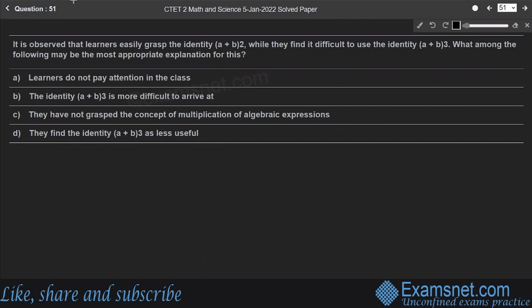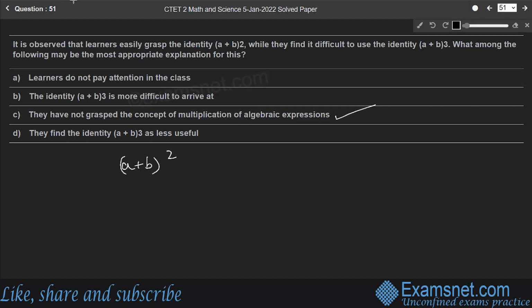Learners do not pay attention in the class. The identity (a plus b) whole cube is more difficult to arrive at. They have not grasped the concept of multiplication of algebraic expressions. They find the identity (a plus b) whole cube as less useful. Here the correct answer is they have not grasped the concept of multiplication of algebraic expressions, because they have just remembered and memorized the identity (a plus b) whole square.